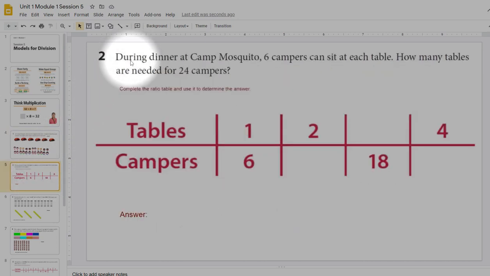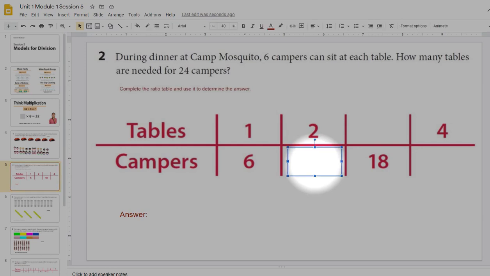This one, during dinner at Camp Mosquito, 6 campers can sit at each table. How many tables are needed for the 24 campers? It says complete the ratio table to help determine your answer. So right here, you know that one table would be 6. Well, 2 tables, then how many campers would be there? And here where you can click, you can add it right in. Then, here's 18. What would this one be? And here's 4. What would this one be? And click your answer down here.